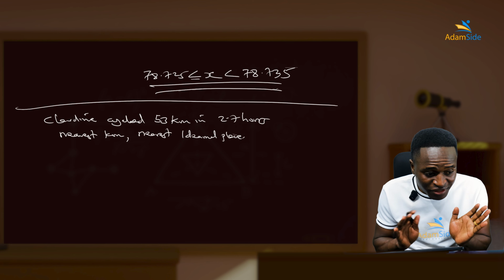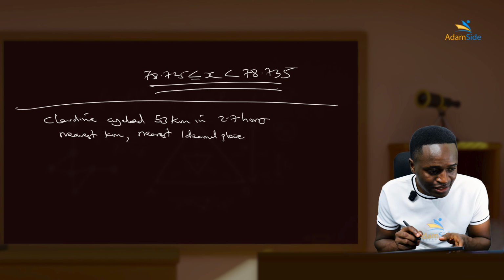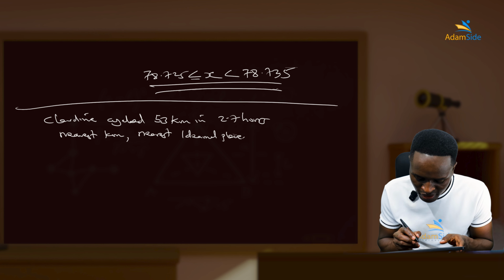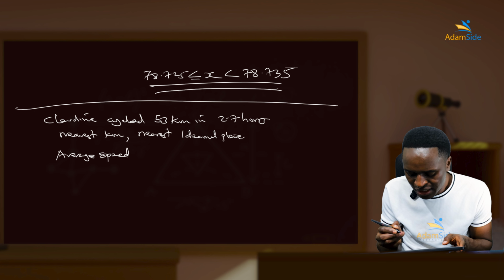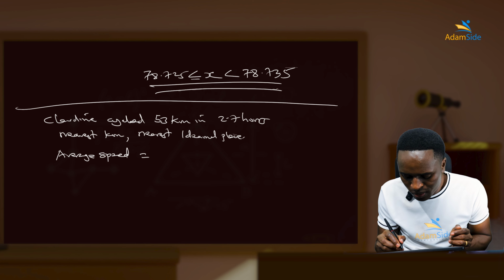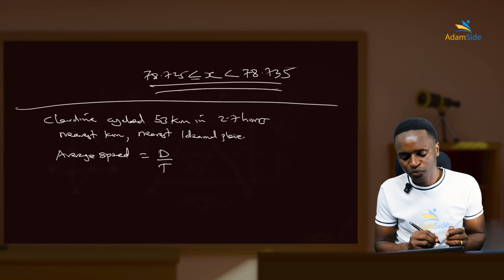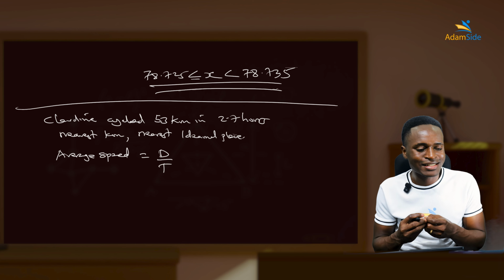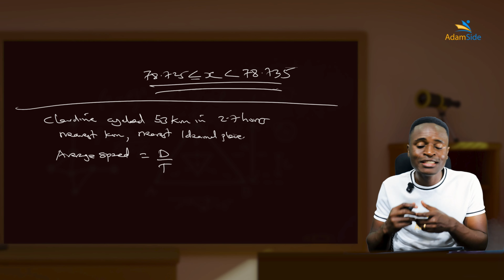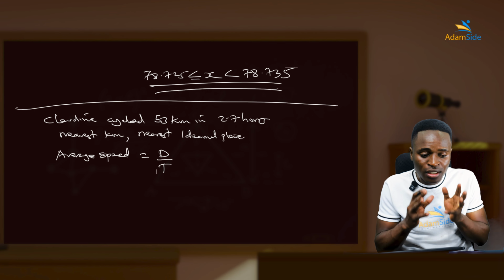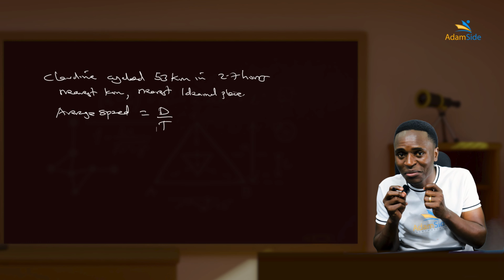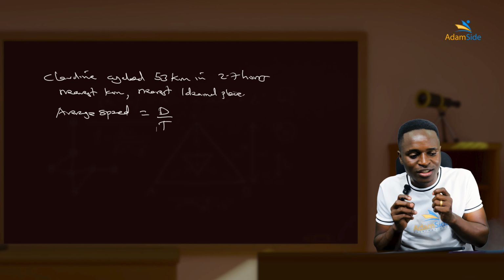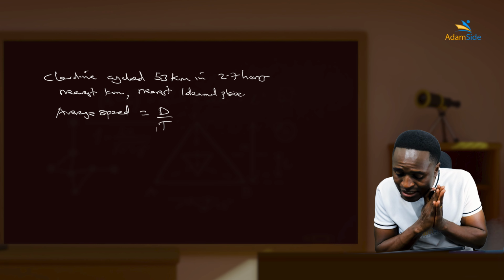Now this is a different scenario. Here they're asking to calculate the lower and upper bound of her average speed. The formula for finding average speed is always distance divided by time. Now, in what cases are we able to find the lower bound? This is where the IGCSE examiner's tricks come in. You can fail this question.